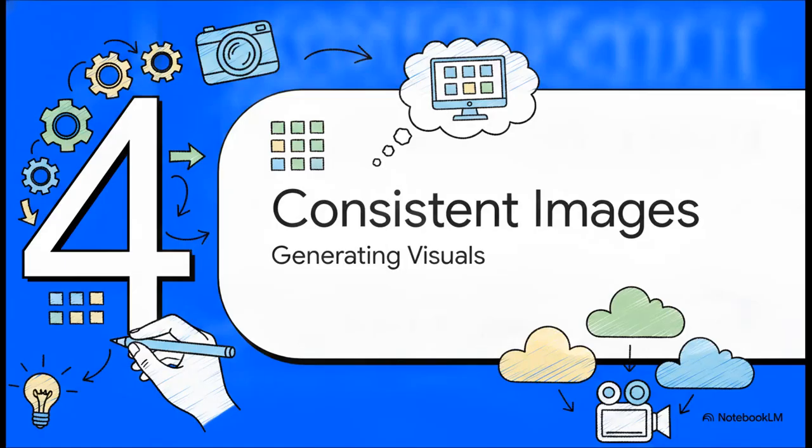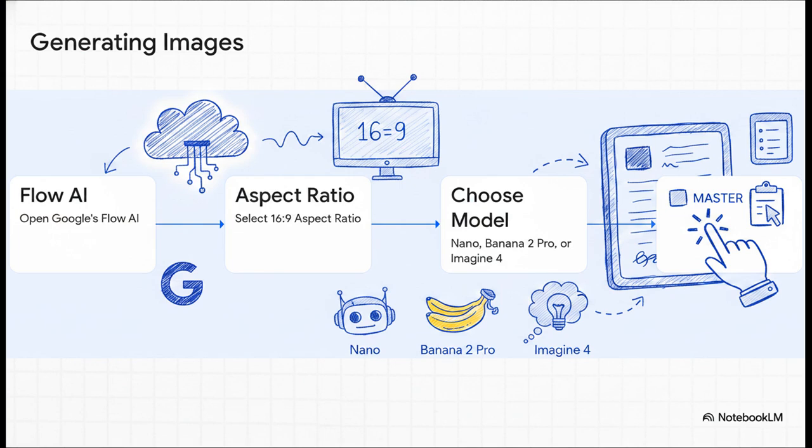All right, section 4, creating consistent images. Let's actually generate these shots. For this, we're jumping over to Google's Flow AI. It's an incredibly powerful platform, and the steps are super simple. Open it up, select your 16:9 aspect ratio for that widescreen look, and pick your model. You've got great options like Nano Banana 2 Pro or Imagen 4. Then, simply paste the Scene 1 prompt the master tool gave you right in there to get your first image.